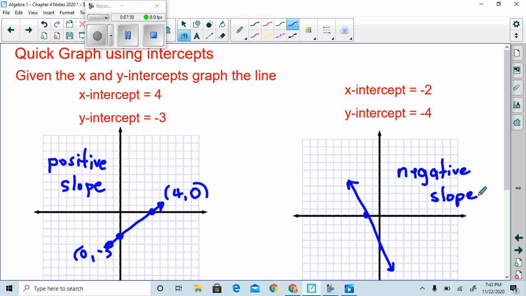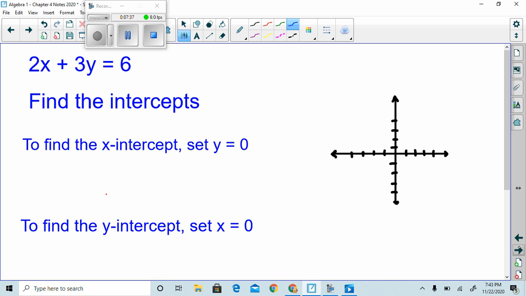But now on to the part where we have to do a little bit of work. What kind of work will we have to do? We have to find our intercepts. So in an equation in standard form, 2x plus 3y equals 6, I have to find the intercepts. I wasn't given the values. So in order to do this, we're going to set one of the variables to 0 and solve for the other.